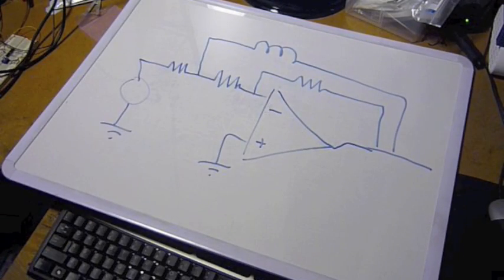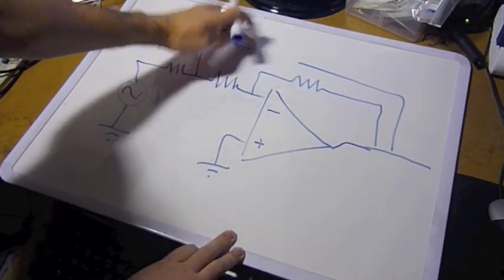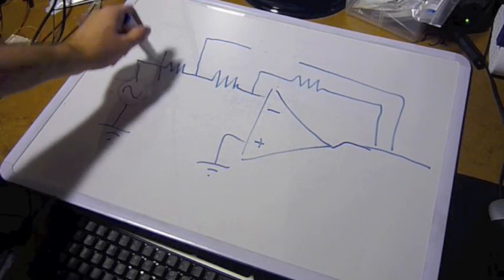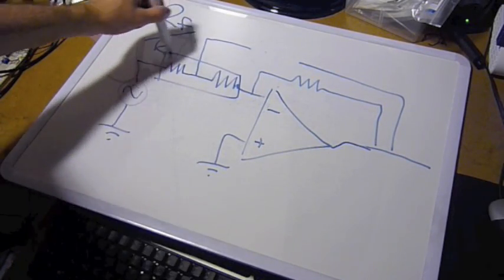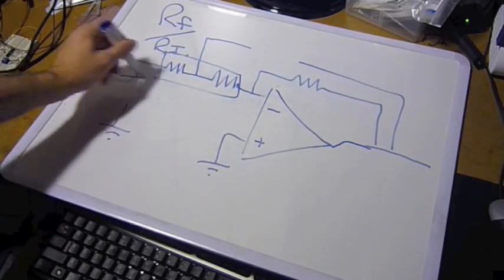Much better. The first question asked is, what if we input a very high frequency? Well, we know that the inductors become open circuits at HF, so let's just erase this temporarily. These resistors add, and there you have an inverting op amp again. Your gain becomes R feedback over R input, with a negative.